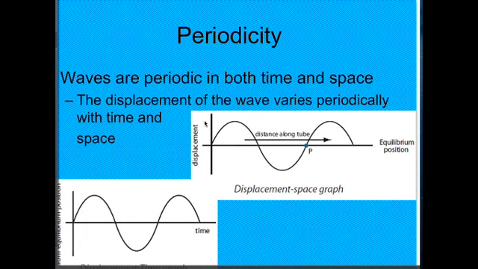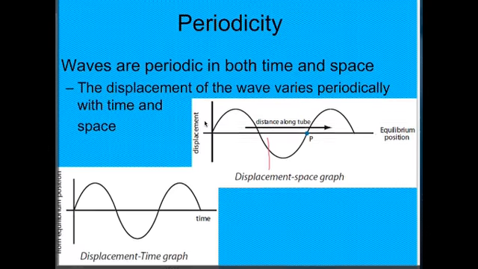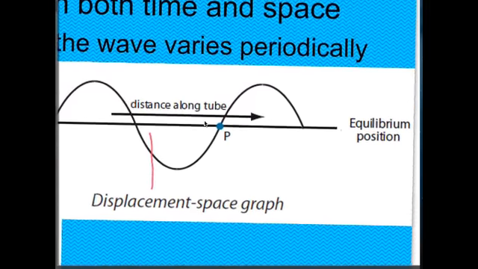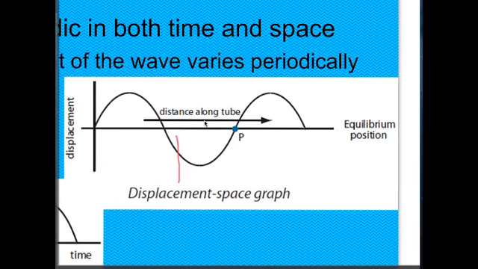So let's talk about the periodicity of our waves. What this means, when we're talking about periodicity, is that the displacement varies periodically, and it varies periodically both with time and with space. And so if we first look at the, let's zoom out a little bit, the displacement space graph.